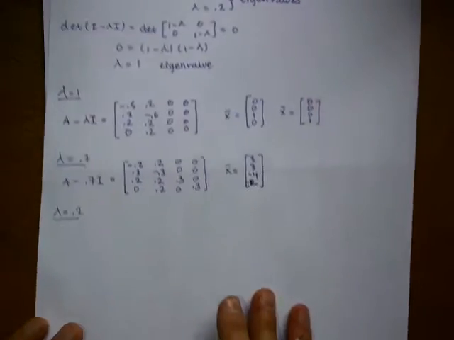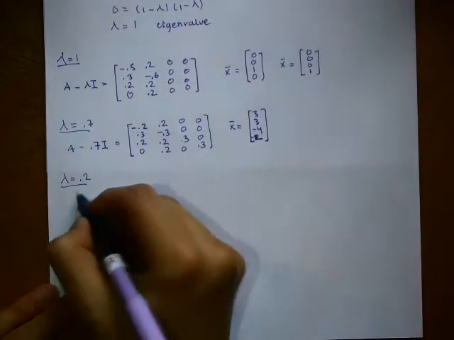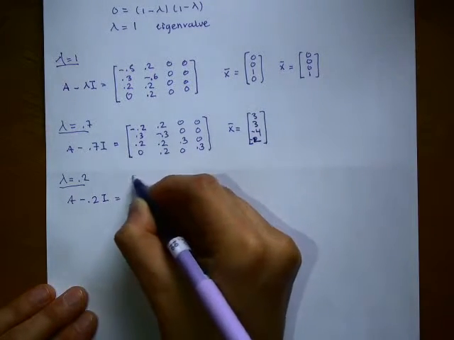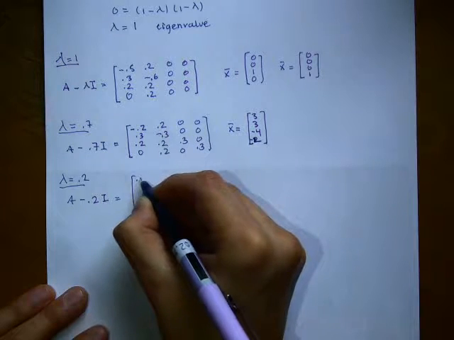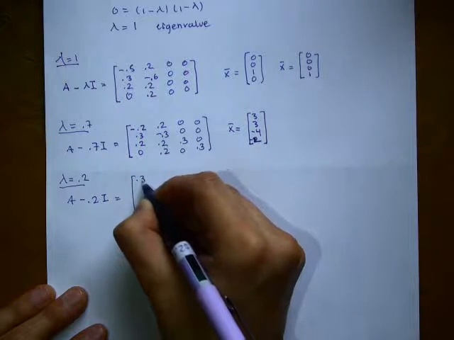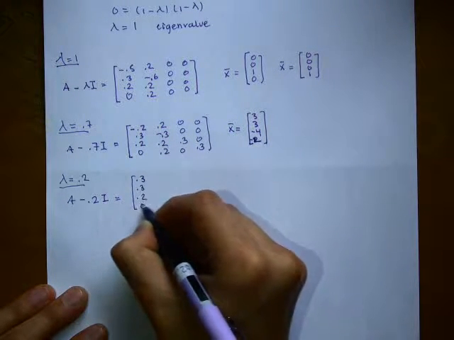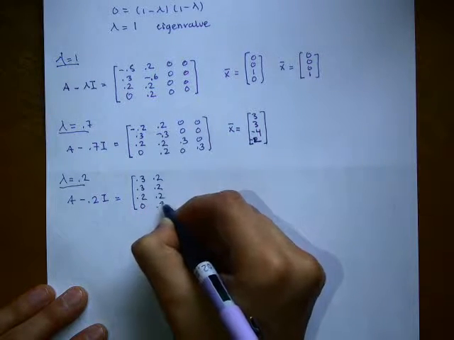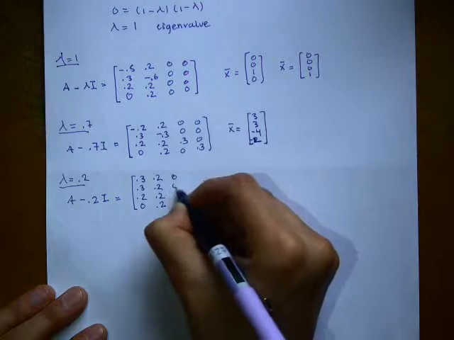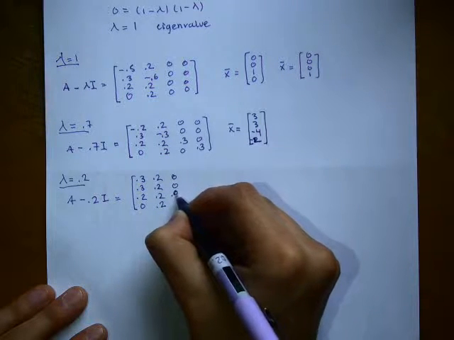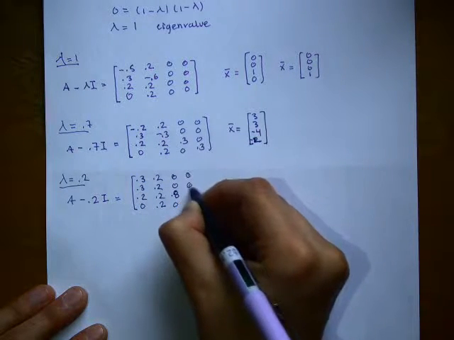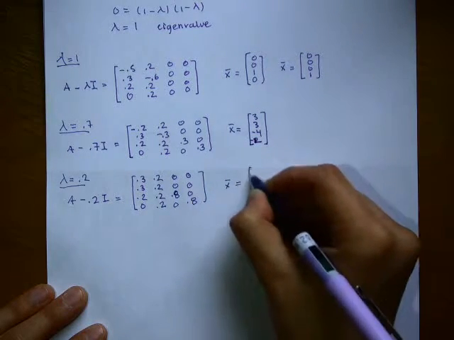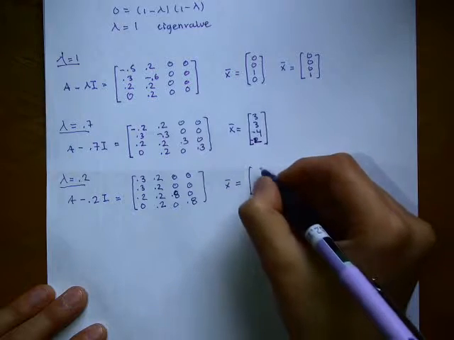Now do the same thing with our eigenvalue of 0.2. We're subtracting 0.2 from all the diagonal. And the eigenvector for this eigenvalue is this.